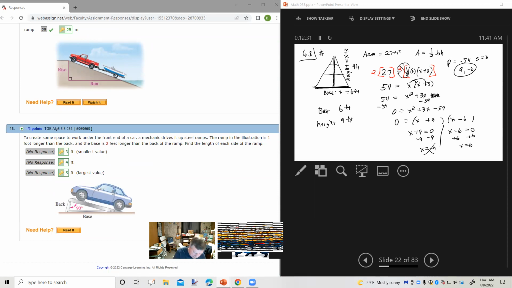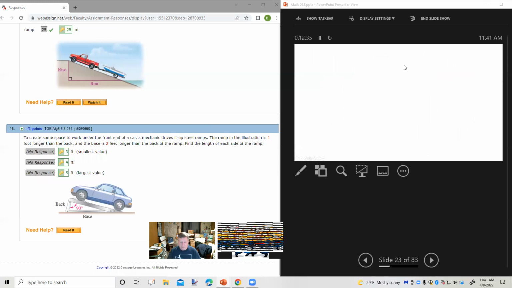Okay. Oh, and this was number 9. So this is number 18. To create some space to work under the front end of a car, a mechanic drives it up steel ramps. The ramp in the illustration is 1 foot longer than the back. And the base is 2 feet longer than the back of the ramp. Find the length of each side of the ramp.